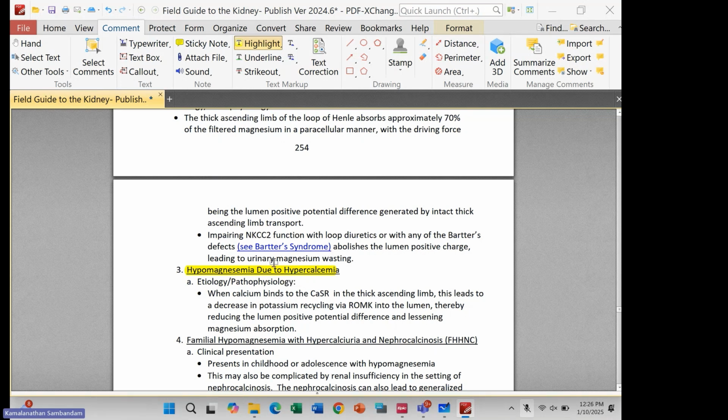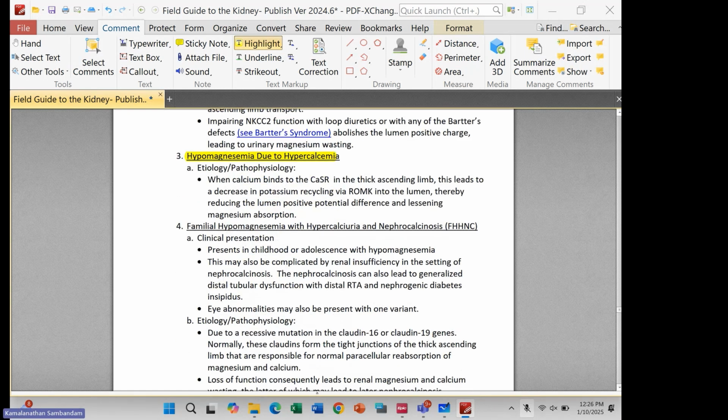Now, if I have severe hypercalcemia, through that same Bartter's pathway, right? That calcium sensing receptor can be activated, not through a mutation, but in this case from calcium itself, and that can result in salt wasting, K wasting, and magnesium wasting. Okay?